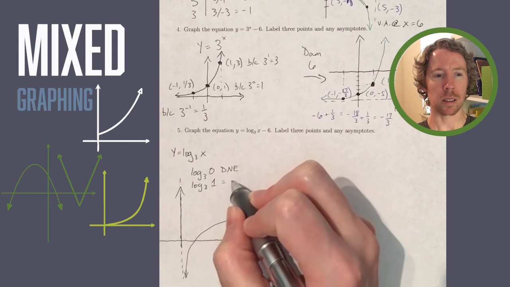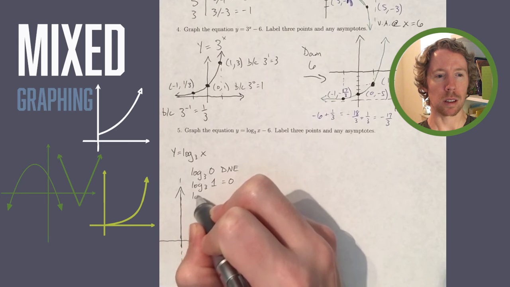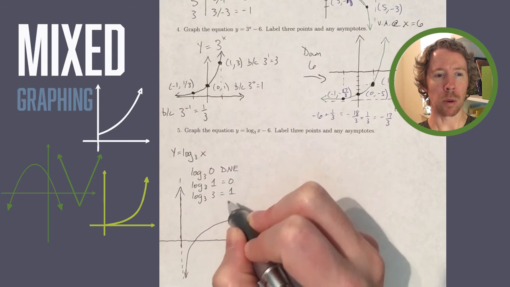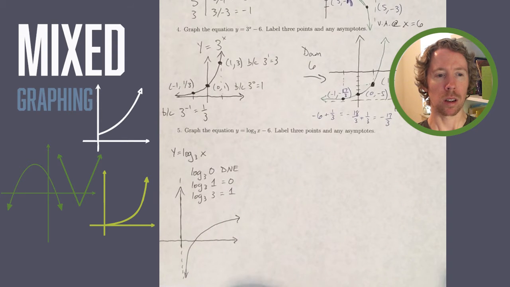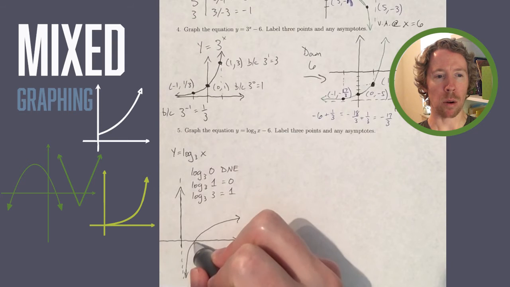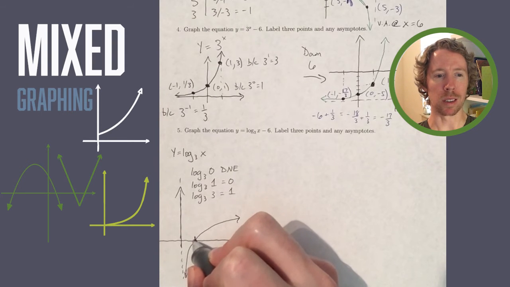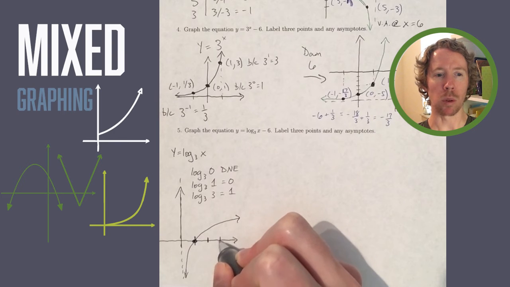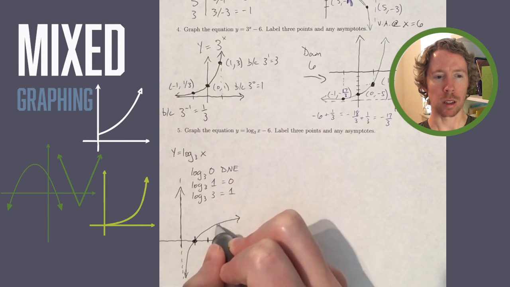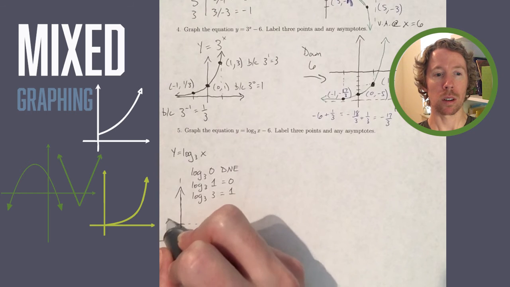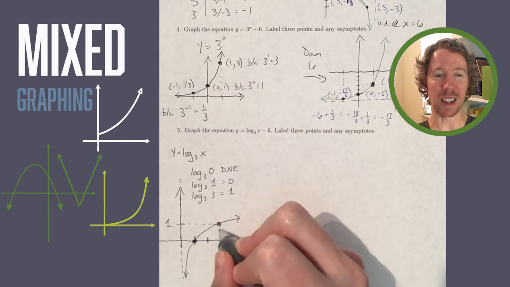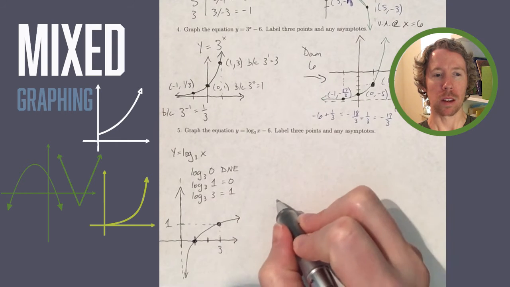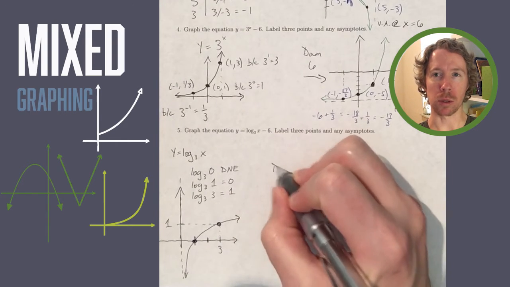Then you set x equal to 1. And when x equals 1, the power that gives you 1 is 0. 3 to the 0 equals 1. So your y value has to be 0 when x is 1. And then when x is 3, the y value is going to be 1, because 3 to the first power is 3.